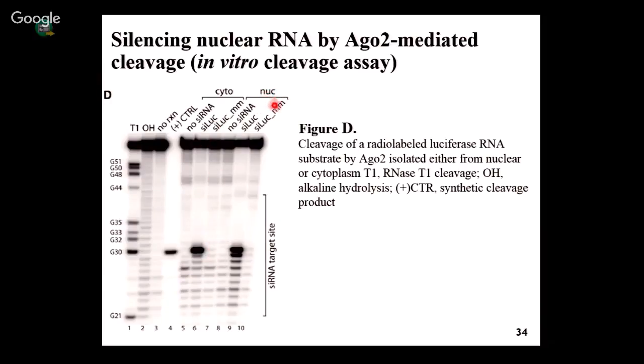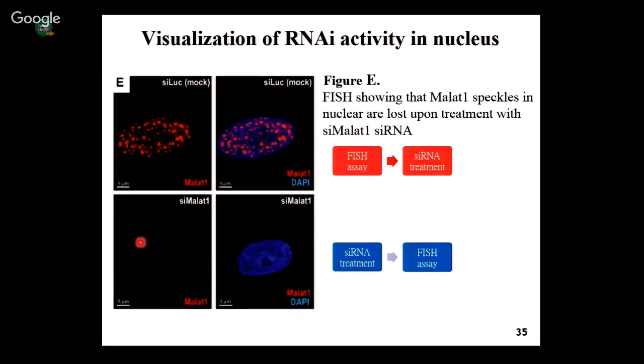So in the nucleus, it's a similar story to that in the cytoplasm. The si-luciferase will generate a cleaved product shown here, while the mismatch won't. And sorry, here the T1 RNase treatment will cleave after the guanosine of the RNA, so they act as a ladder, while the alkaline hydrolysis will cleave every single nucleotide of RNA. So they generate a series of bands. And then, to visualize the RNA silencing activity in the nucleus, they perform a fluorescence in situ hybridization before or after the siRNA treatment.